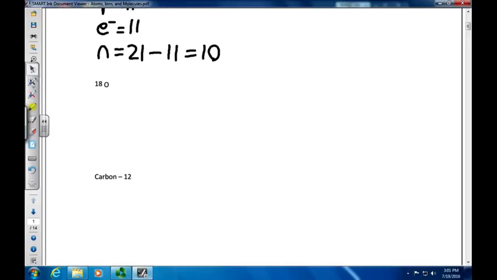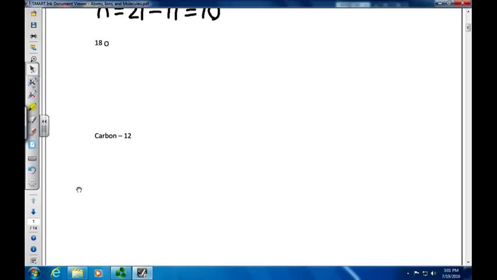Let's do another example. In this case, it's oxygen-18. Periodically, you will see an isotope written in this fashion, where all they include is the total number of particles in the nucleus. They do not include the number of protons underneath. So, in this case, you would have to look at your periodic table, and from your periodic table, you can determine that there are 8 protons in an oxygen atom.